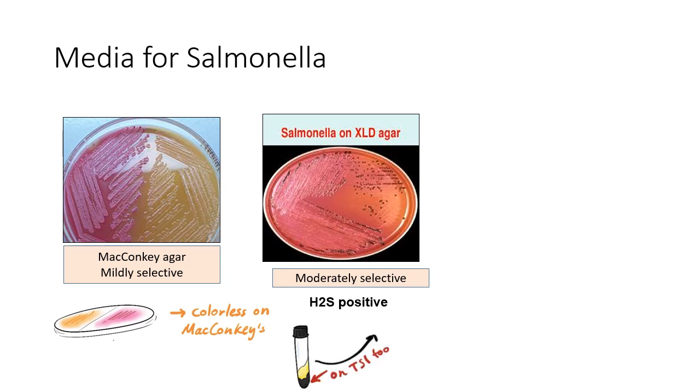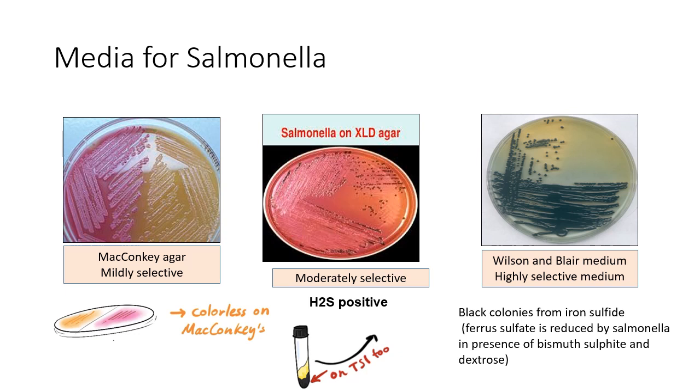On the triple sugar iron agar, you can see again a black color because of the H2S positive test. A third media, which is very highly selective, is the Wilson and Blair. It's very selective because it converts the colonies to black. It's very clear. Other bacteria will not give you the same result.